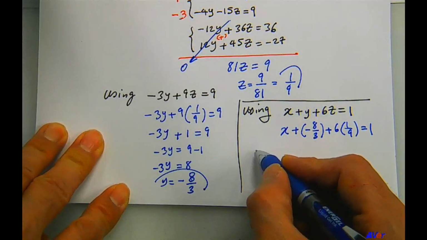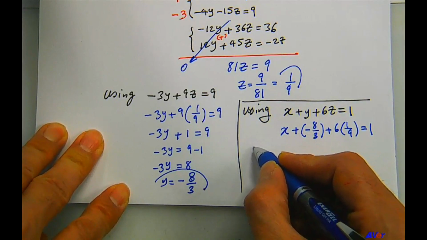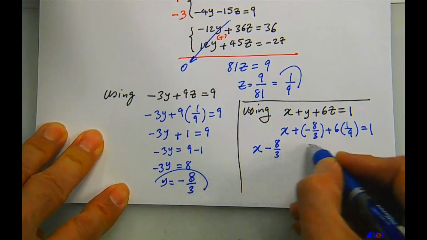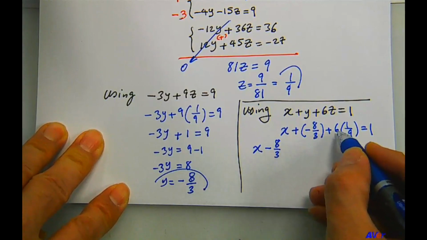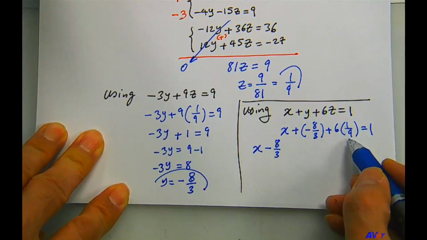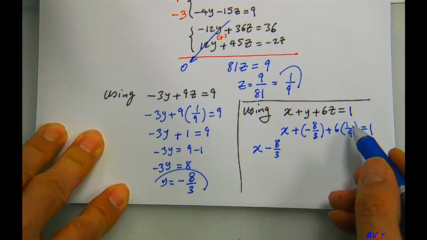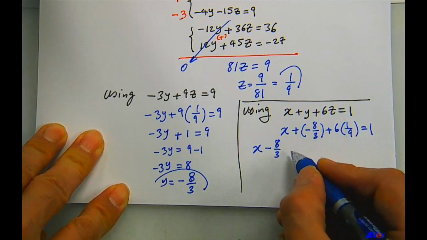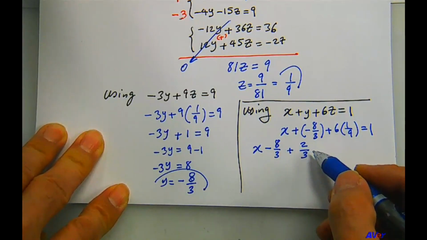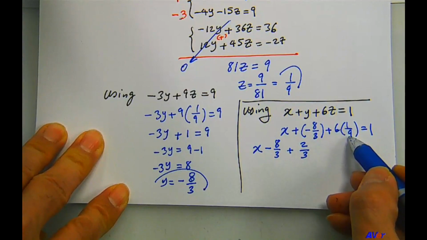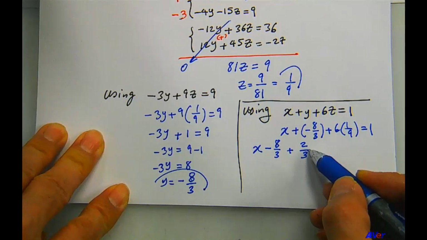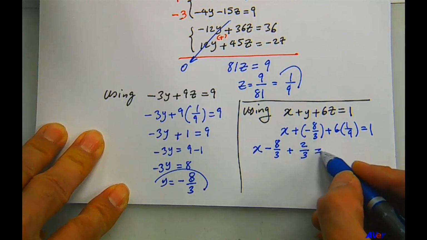So let's do that. So we have x minus 8 over 3 plus 6 over 9. We have 6 over 9 there, but we can simplify it, right? Because 3 is a common factor. So we can end up with 2 over 3 after simplifying. Multiply this by 1/9, you get 6 over 9. Then simplify 6 over 9, and you get 2/3 equals 1.